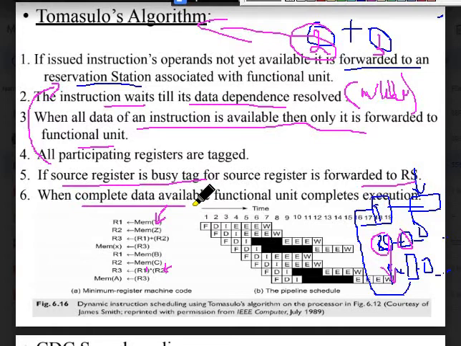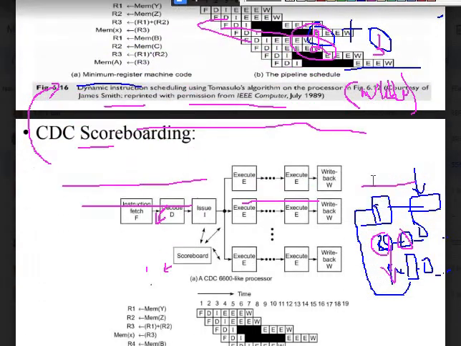When the complete data is available, only then the functional unit completes the execution. Otherwise, every instruction whose data is not available or whose source register is not available will be kept in the reservation station for a long time till the data becomes available.